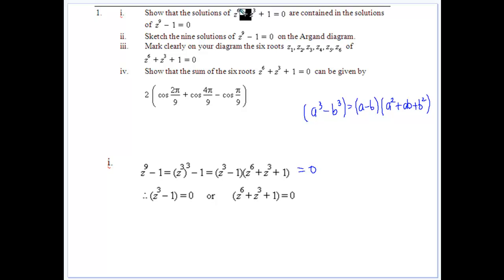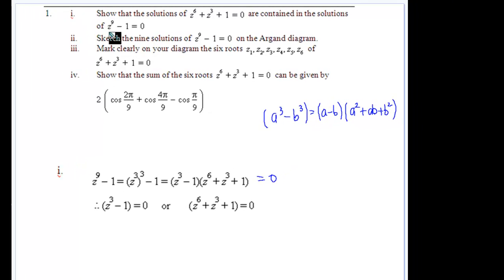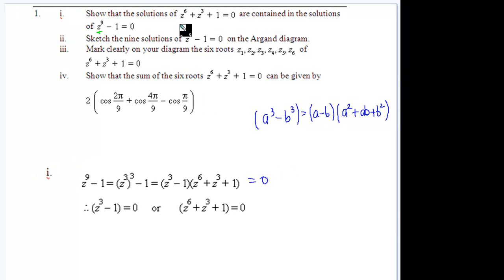So let's have a look at some problems where we want to use all the rules we've been learning about polynomials and put them into play. So obviously the idea is about the complex numbers and solutions of equations and harder equations. Like the first one we want to deal with is one where we've got to deal with z to the power of 9.